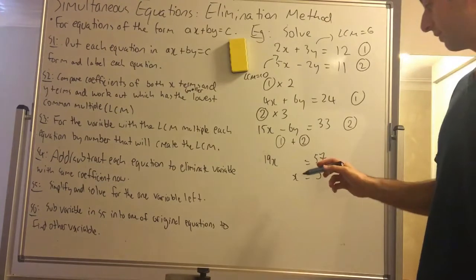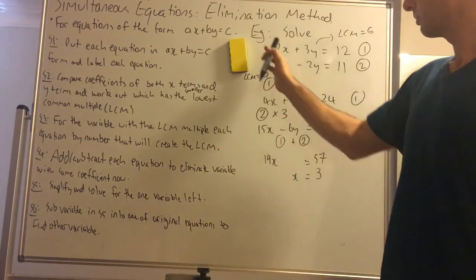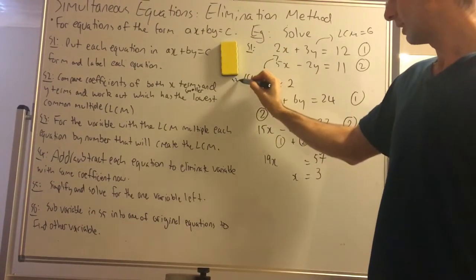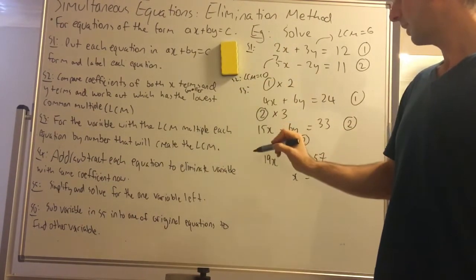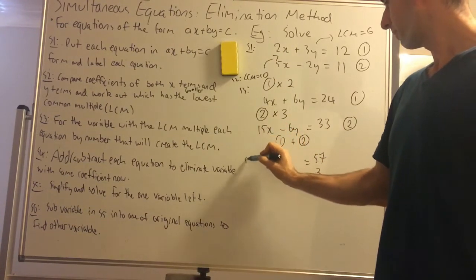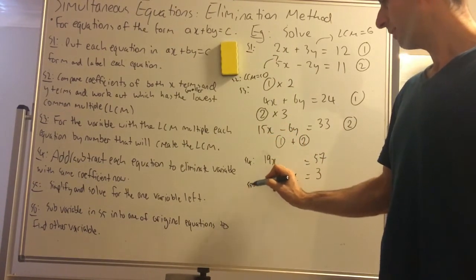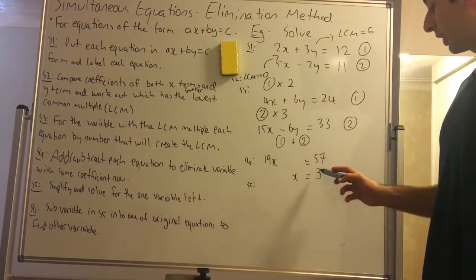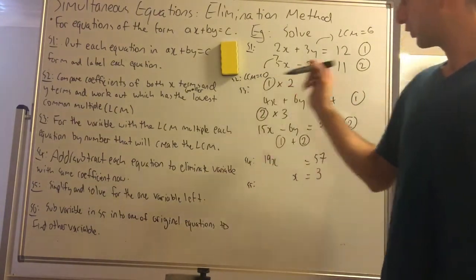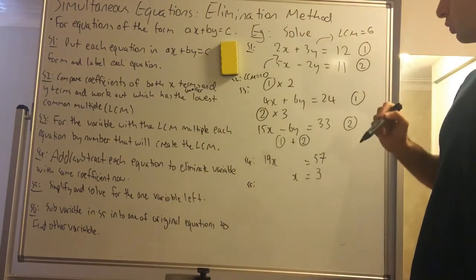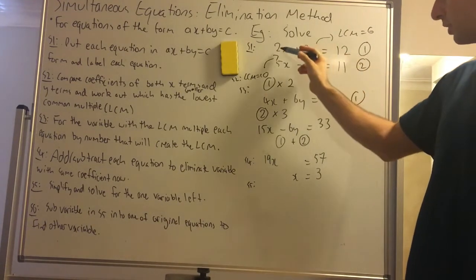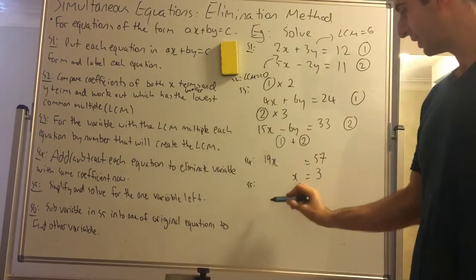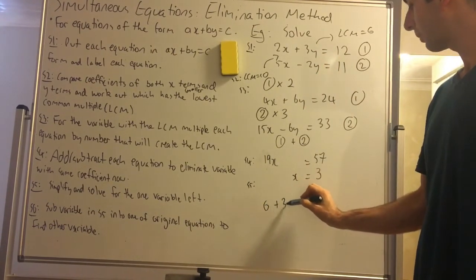After that's done, this is step 5. Actually, let me label here: step 1, here was step 2, this was step 3, this was step 4, and we just finished step 5. Lastly, once we've found one variable, we need to find the other. So we sub that variable into one of the original equations to find y. Normally I would pick the equation that has the smaller numbers, so 2 and 3 is smaller than 5 and 2. So it's 2 times 3, which is 6, plus 3y equals 12.